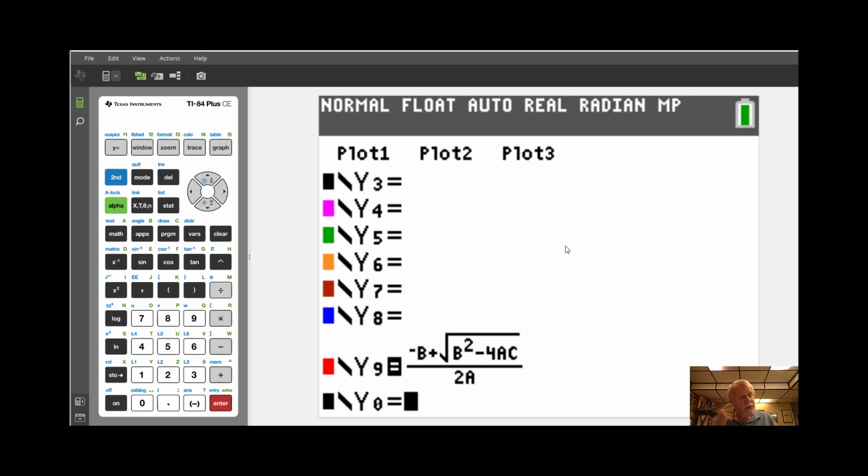Now Y0 is going to have almost exactly the same thing in it, but I don't want to have to type that whole thing again. Let's go ahead and copy and paste. So make sure you're sitting in Y0 first.